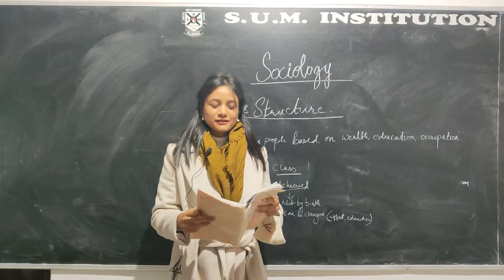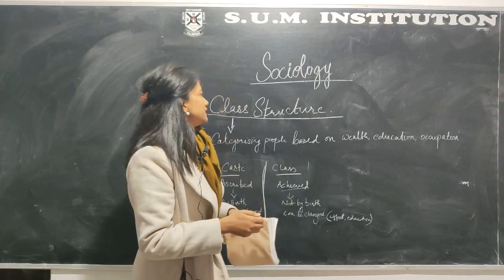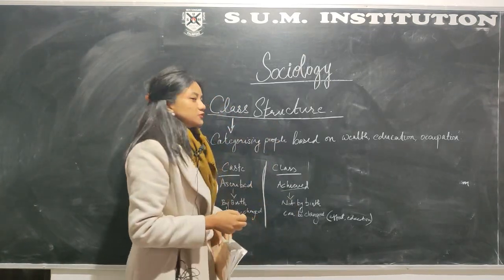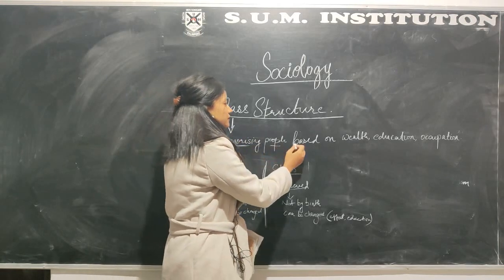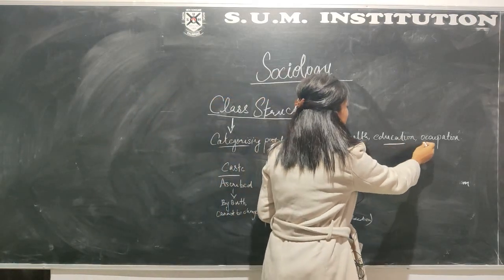Everyone, welcome back to Sociology class. Today we'll be dealing with class structure. So first let's look at the meaning of class. Class means categorizing people based on wealth, education and occupation.